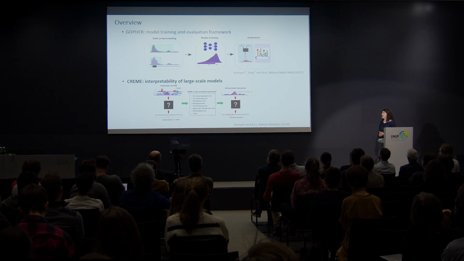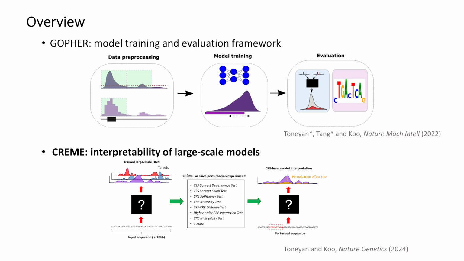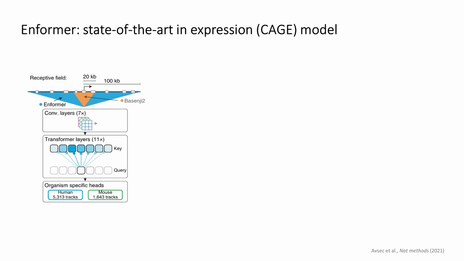I will focus more on CREME, which is the second package that we worked on, which is on interpretability of these large-scale models. To motivate this project a bit more, I have to step back and say that the field is very interested in predicting expression levels in order to map these enhancer regions in the genome. And in order to do this efficiently, the trend in the field of predicting gene expression is to incorporate larger or longer DNA sequences as input.